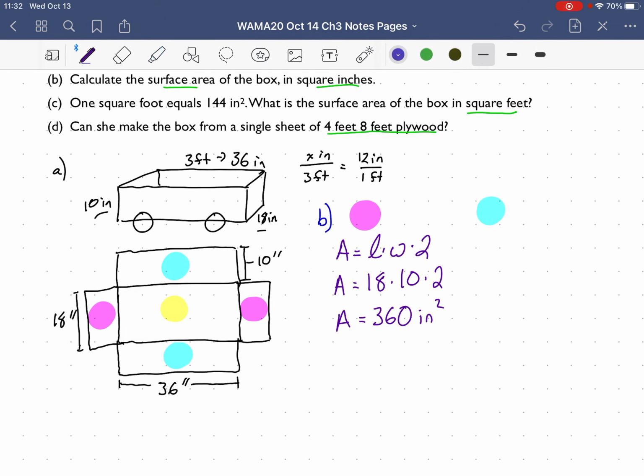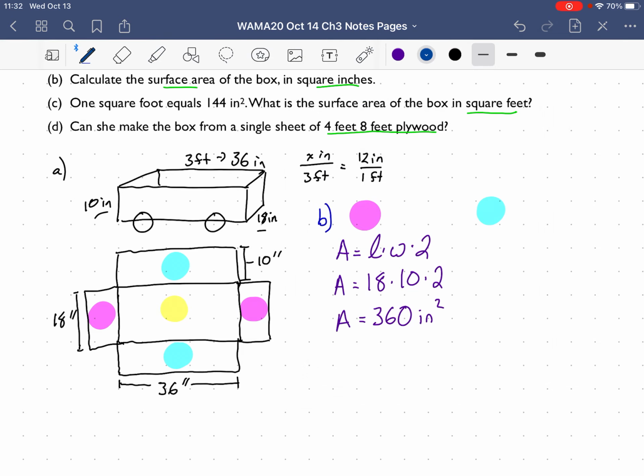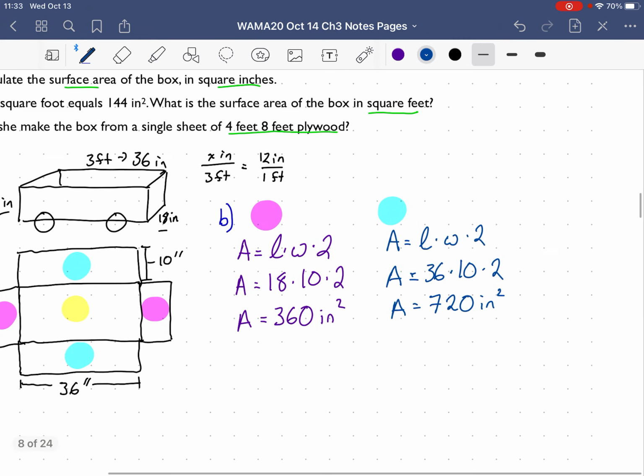Now we're going to do the blue rectangles. I'm going to try to find a blue colored pen. Again, there's 2 of them, so area is equal to length times width times 2. And for the blue rectangles, they are 36 inches long by 10 inches high. So length is 36 times 10 times 2. Now you get your calculator and you do 36 times 10 is 360. 360 times 2 is 720 square inches.